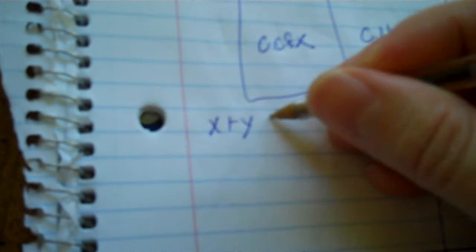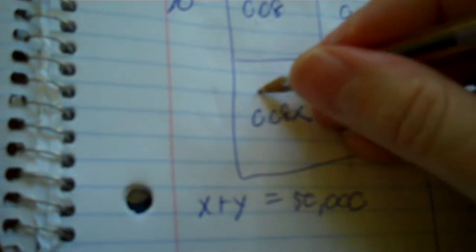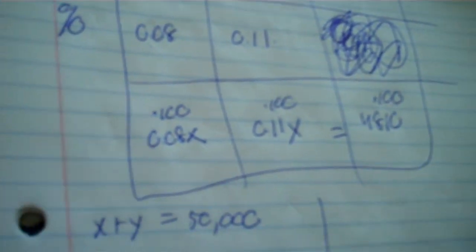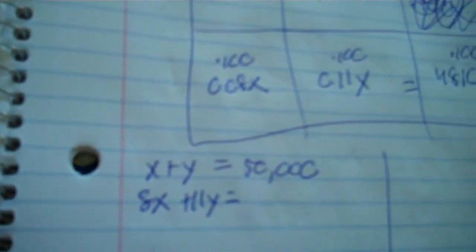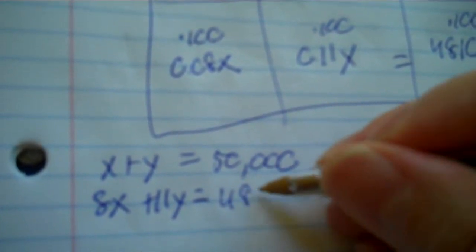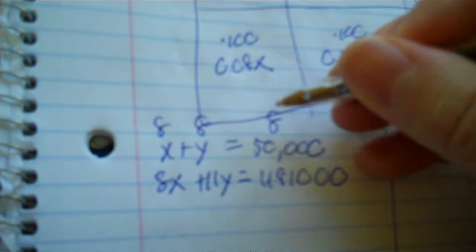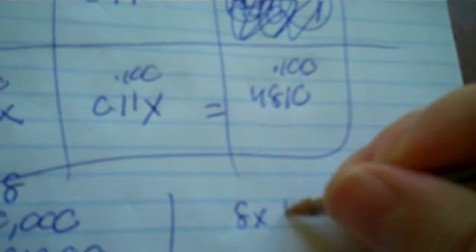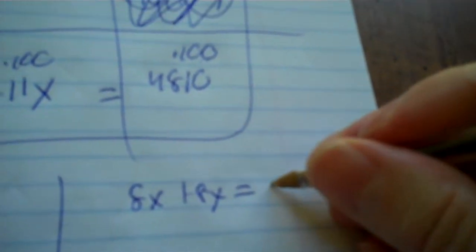X plus Y equals 50,000. And then multiply that by 100 so those decimals go away. We don't want those. Okay, so 8X plus 11Y. And this times 100 is just 2 more zeros on 481,000, and then times by 8 on top and 1 on the bottom. So 8x plus 8y. 50,000 times 8 is 400,000.